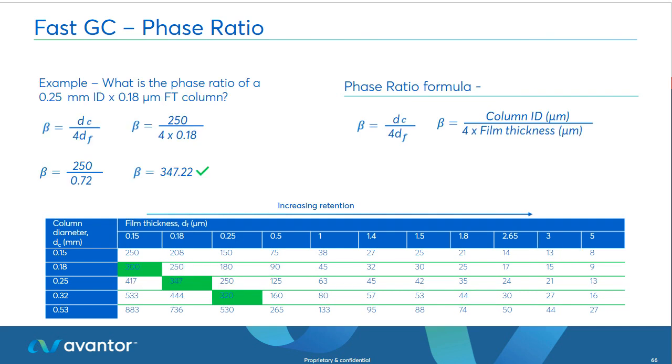And here you can see the formula to double check the phase ratio. It's the column ID in microns divided by 4 times the film thickness in microns. I double checked this with a film thickness of 0.18 and a column ID of 0.25, just to check if the calculation worked well. And it does, so I achieved the same phase ratio value of 347.22. This is a good way, if you haven't got an idea of where your current dimensions fall in this table, to do this calculation.